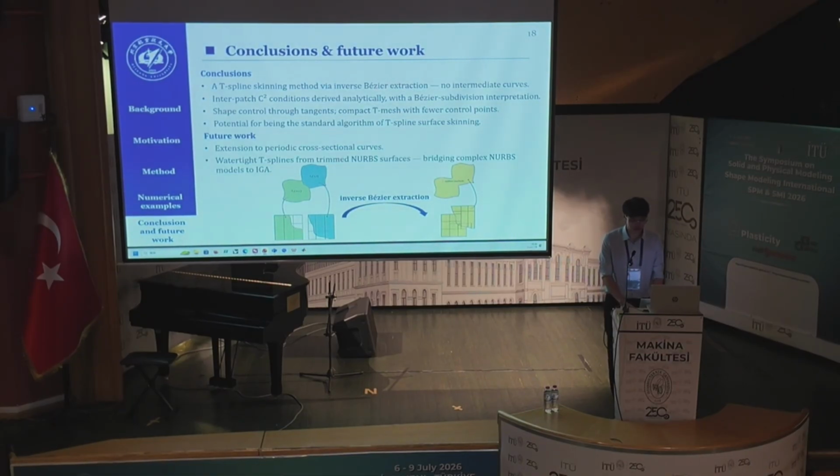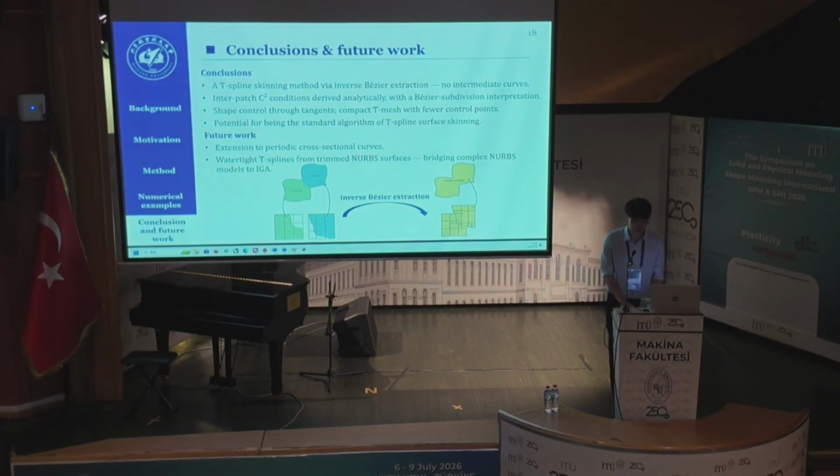We derive the interpatch C2 conditions analytically. The method gives shape control through the tangents and produces a compact T-mesh with fewer control points. With its efficiency and generality, we believe it has strong potential to become a standard approach for T-spline surface skinning.